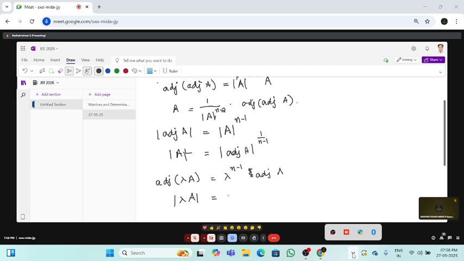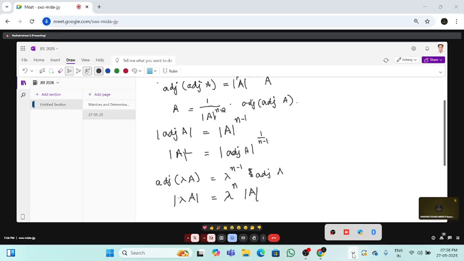Anybody? Lambda, what did you say? Can you repeat? No. It is lambda to the power of n, into determinant of A. Determinant of A is given to you.